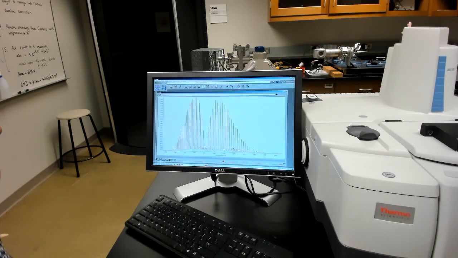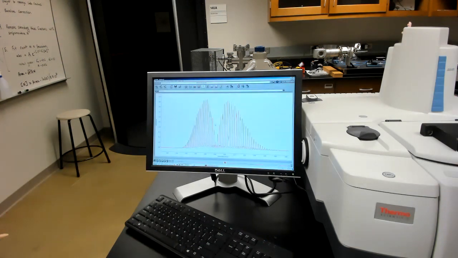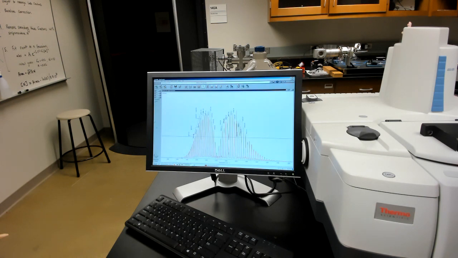Now we can use peak pick to find the peak locations. One second. We'll go to find peaks. Very good. One second, please. Okay, now we're ready to do our peak picking. There we are. Let's adjust the threshold. Oops, too far. And that looks good.